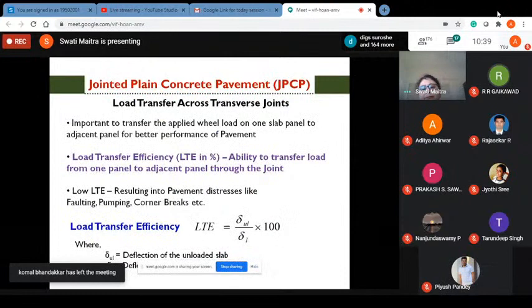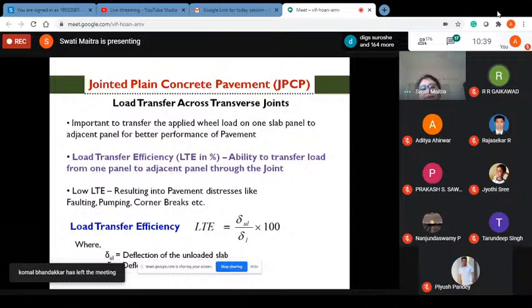Another thing is the effect of temperature. Temperature has a significant influence on the performance of jointed plain concrete pavement. The effect of temperature is twofold: one is the daily variation of temperature, another is the seasonal variation of temperature. In case of daily variation, when the top surface temperature is more than the bottom surface temperature, which happens in the daytime, the slab curls downward, like this.